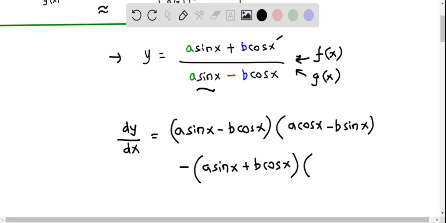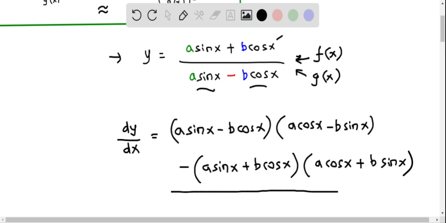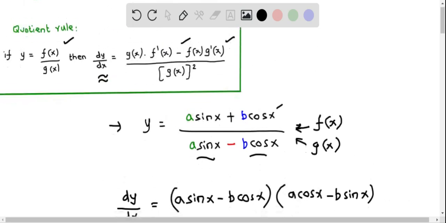We have a sin x, its derivative is a cos x, minus the derivative of b cos x, which is negative b sin x, since the derivative of cos x is negative sin x. Negative times negative is positive, so we can simply write this as positive b sin x. Which I have written here, and this should be all over g of x quantity squared.